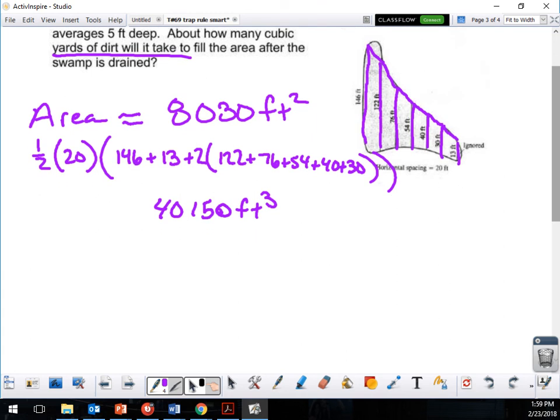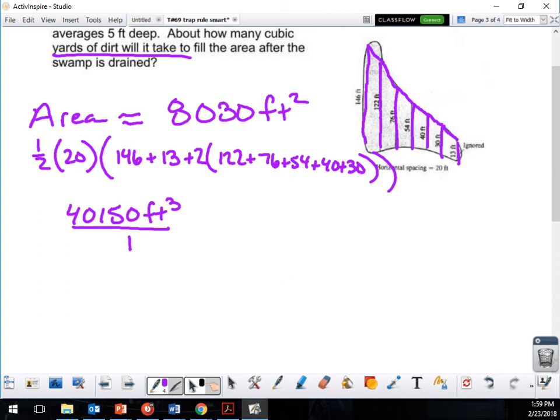Cubic yards. Let me move this over. 40,150 feet cubed over 1. Now I'm going to do a conversion here, and since this is cubic, how many times do I have to do my conversion?